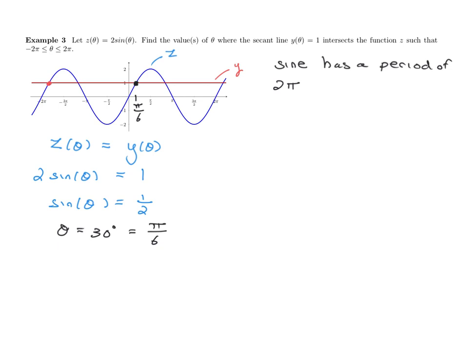So what is this angle here? What you can do is, okay, we can take pi over 6 and subtract 2 pi.